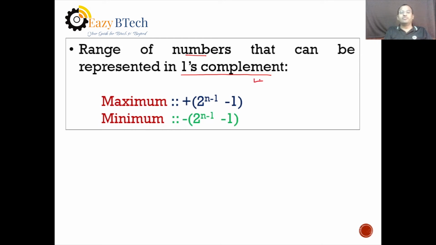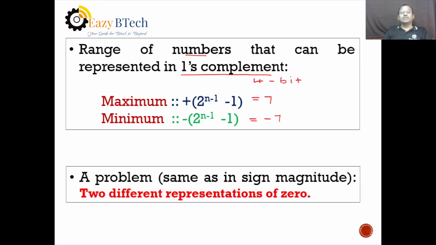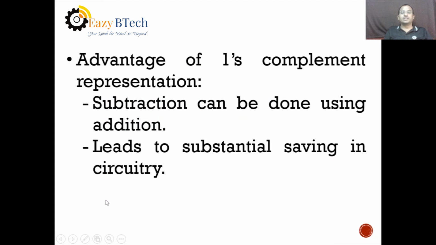So if you take 4 bits, the maximum positive number that we can represent is 7 and the minimum negative number that we can represent is minus 7. So here also the drawback of one's complement is that you can observe two different representations for 0, like in signed magnitude form.